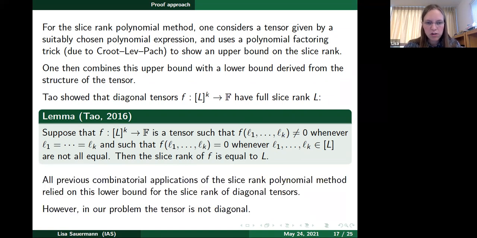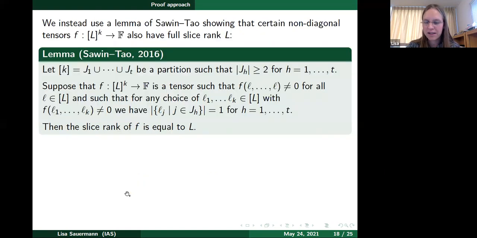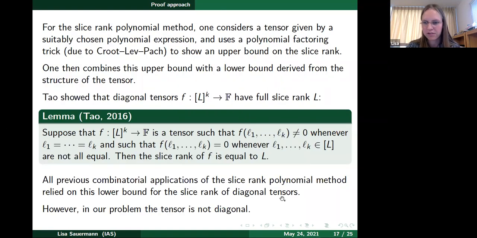As I mentioned, as far as I know, all previous combinatorial applications of the slice rank polynomial method have gone via this lemma for diagonal tensors, so they have relied on this lower bound for the slice rank of diagonal tensors. But in our problem, the tensor is unfortunately not diagonal. There have been other problems studied in the past with non-diagonal tensors. In particular, Naslund introduced a notion of partition rank to get around a similar sort of problem. But that method also doesn't work in our case, and in the end he again went via a diagonal tensor.